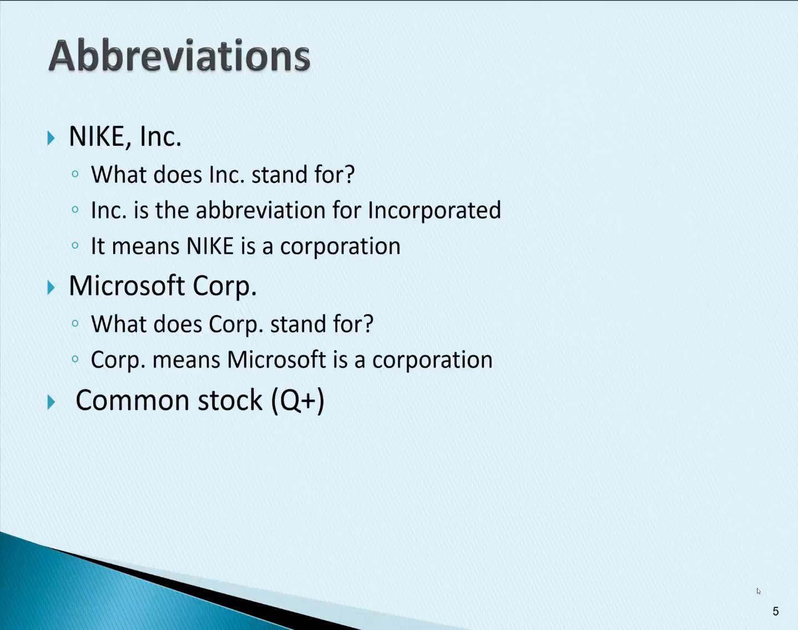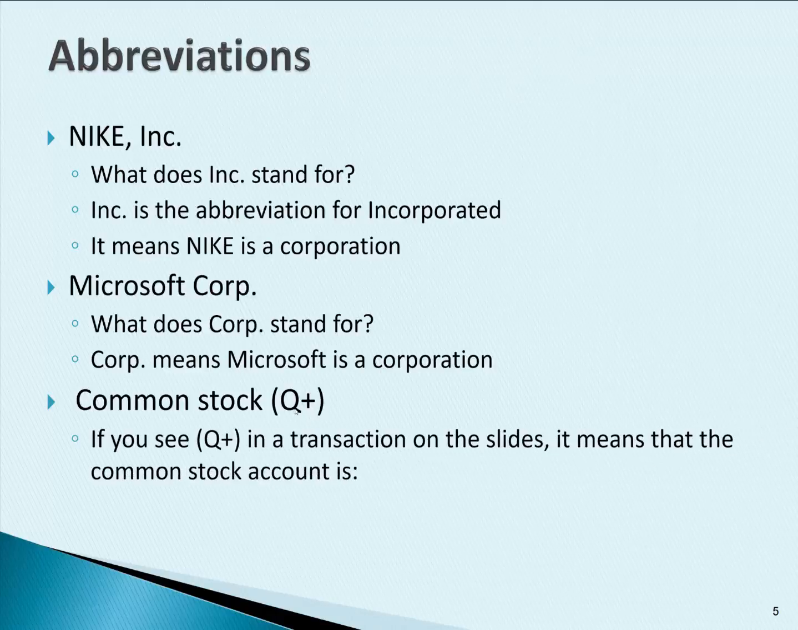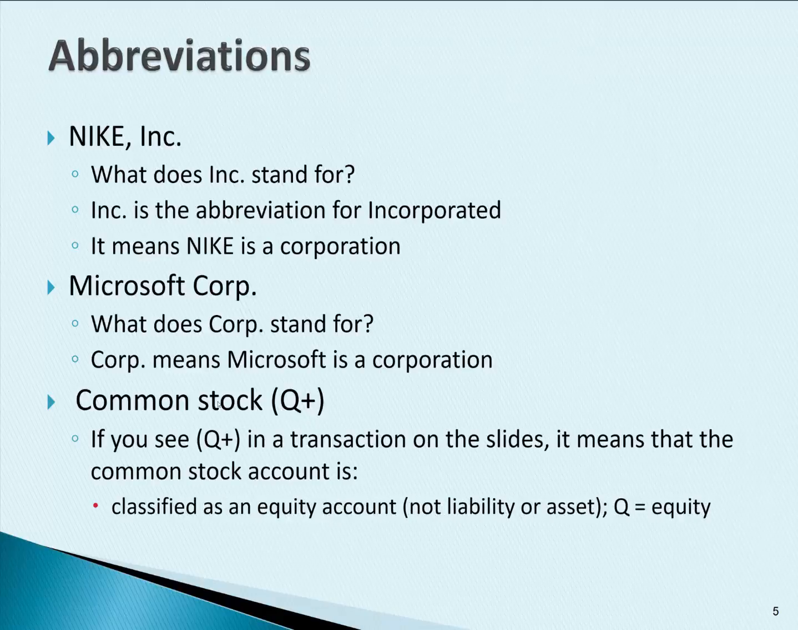Now in the slides, you might see in parentheses something called a Q+, and it's attached to an account name. So when we're doing journal transactions, you might see a Q+. What that means is, one, the Q means that the account that it is attached to is an equity account. And the plus means in the transaction that shows the Q+, the equity account is increasing.